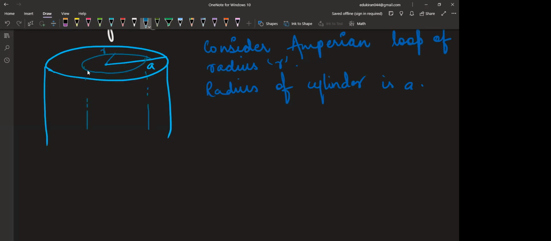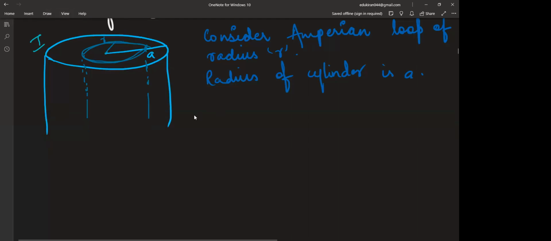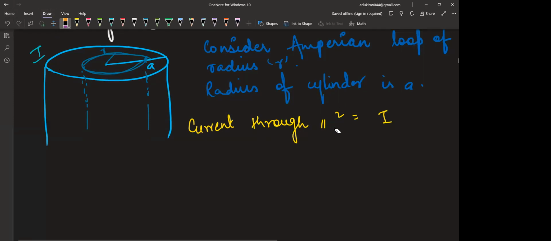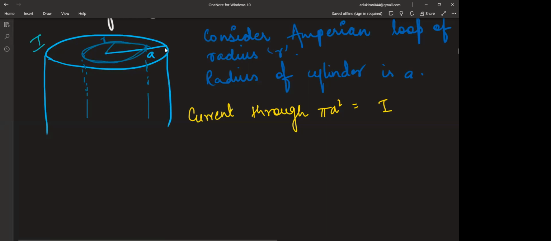Now see, when we are talking about this, I enclosed will be only the current that is flowing through the Amperian loop, only this part. But in the question, I is flowing across the entire wire. So we have to first find out that in this Amperian loop that we have chosen, how much current is flowing. So how will we find out? See, when we are talking about the entire cross section, current through pi a square is I. Not r square, pi a square, the radius is a.